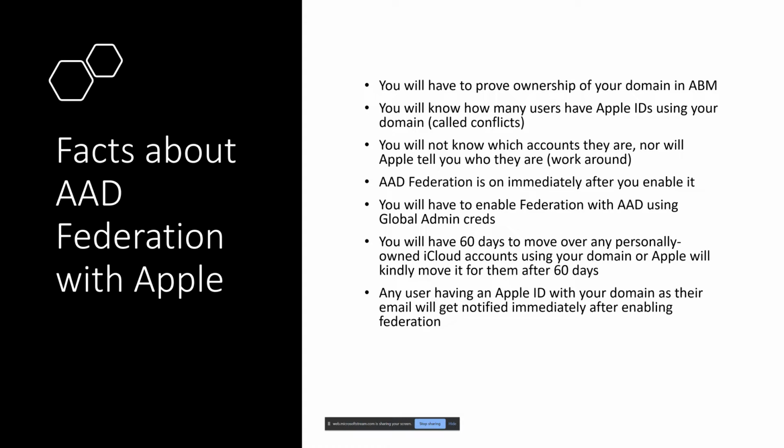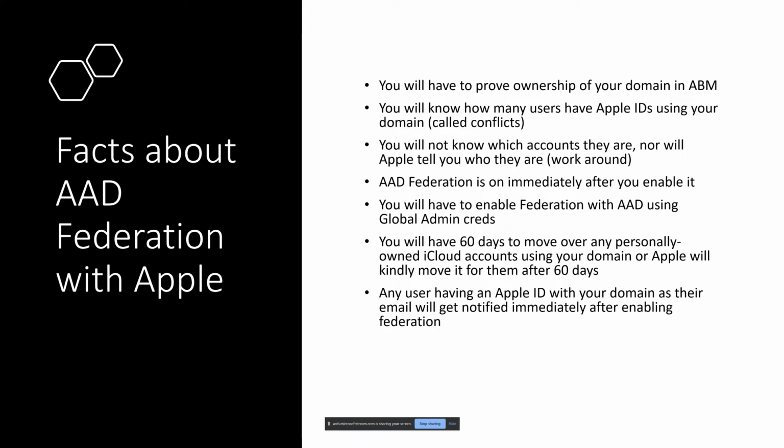It is turned on immediately once you enable it. There's a couple steps. You enable it, you have to log in with your global admin credentials. And after you do that, it's on and it's good to go. You will have 60 days to basically move over those personally owned iCloud accounts to some other email address. And if not, at the end of the 60 days, Apple will kindly move them for you, create a temporary username for those users, and move their stuff over, freeing up that email address for your company.